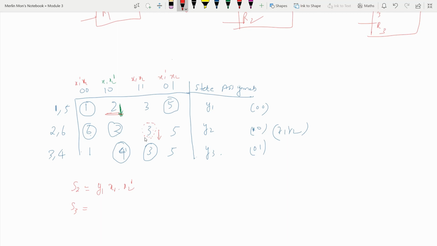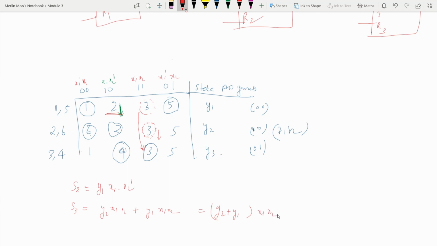But you can see that there is one more way. Here also there is a 3. From here also we can directly go to row 3. So there are two ways. If there are two ways, we write it like this: the address will be the addition of the addresses of both these threes. So y2 into x1 into x2 plus y1 into x1 into x2. We can write it like this: y2 plus y1, into x1 x2.